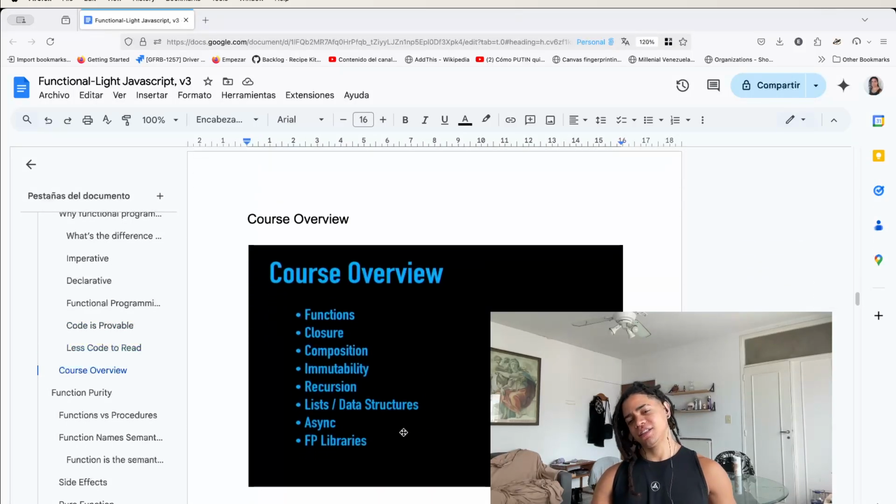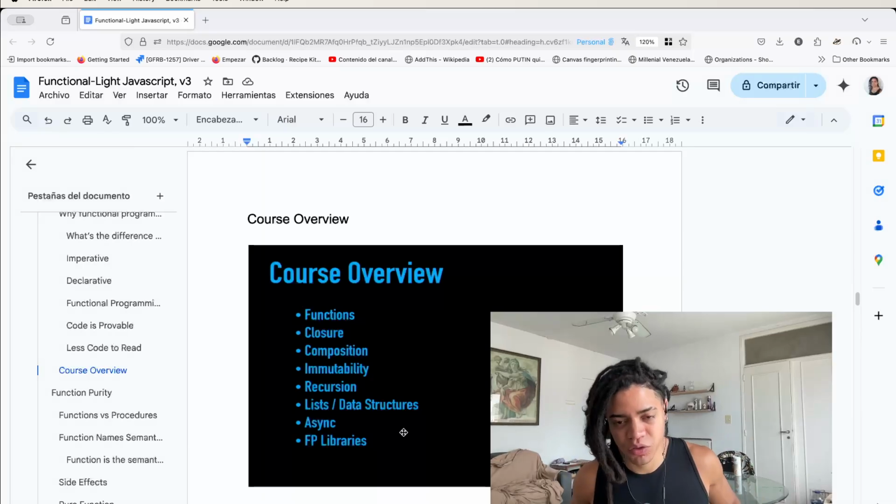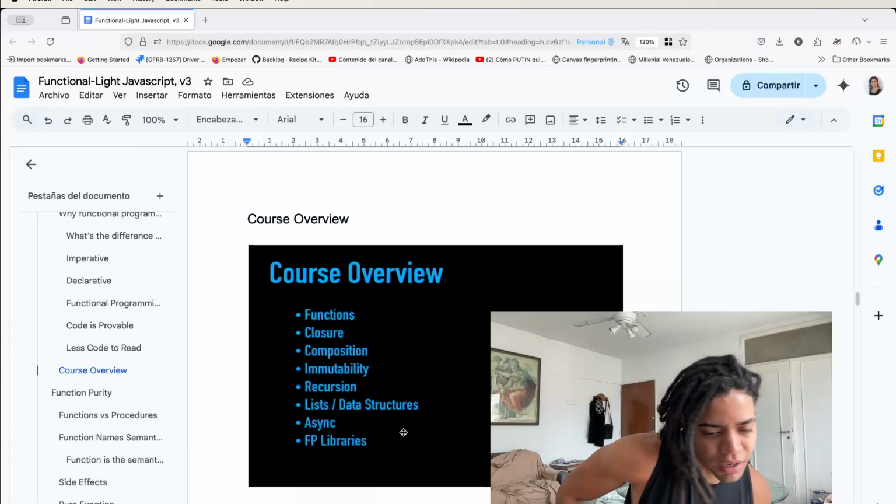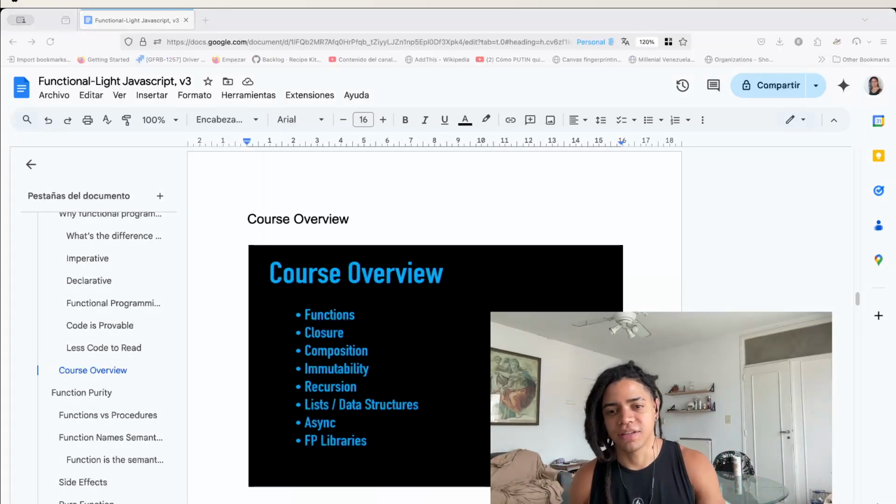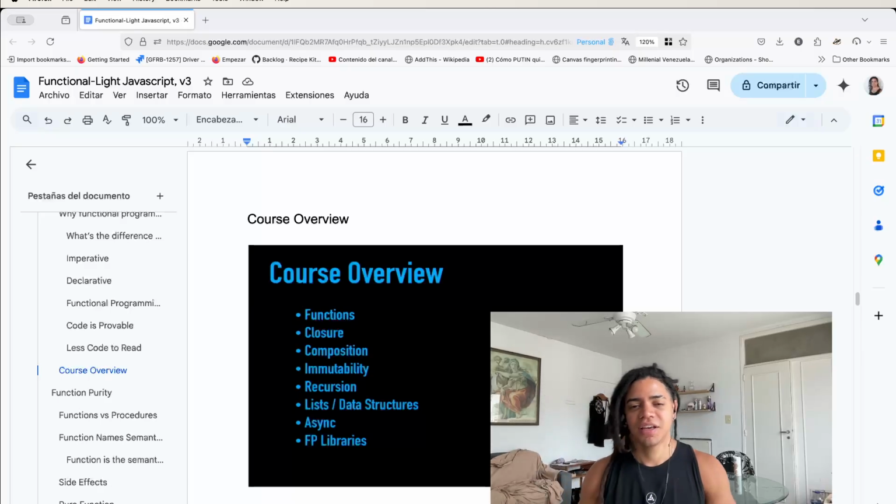And yeah, I just want to bring that up here quickly, at least in this 10 minutes. All right, let's get into what is the tool set that we can use here. So course overview: functions, closures, composition, immutability, recursion, lists, and data structures. This is what we really know about map and filtering, all that kind of stuff.